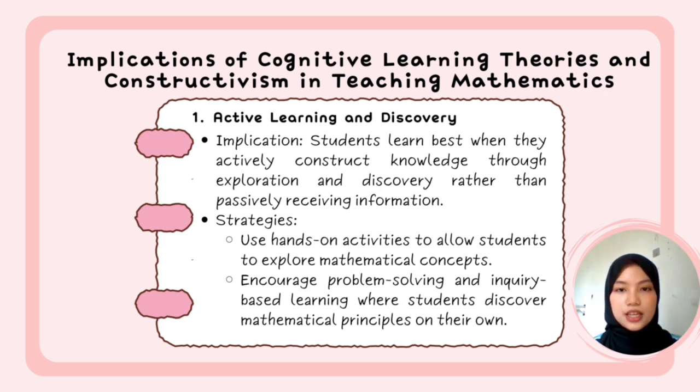Now we move to implications of cognitive learning theories and constructivism in teaching mathematics. The first one is active learning and discovery. So the implication is students learn best when they actively construct knowledge through exploration and discovery rather than passively receiving information. So the strategies that we can use is by using hands-on activities to allow students to explore mathematical concepts and encourage them to problem solving and inquiry-based learning where students discover mathematical principles on their own.